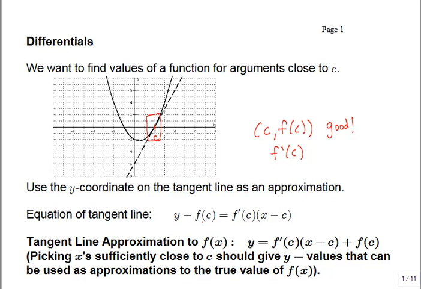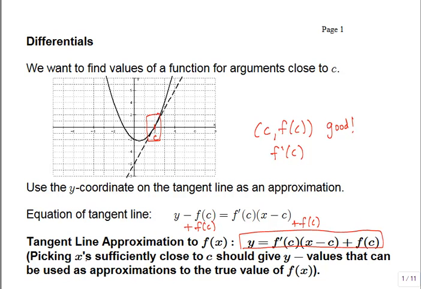So here would be the equation of our tangent line. y minus the y value equals the slope times x minus the x value. And if we add this f of c over to the other side, then it just gives us this form of the equation of our tangent line: y equals f prime of c times x minus c, plus f of c. And this is called our tangent line approximation.